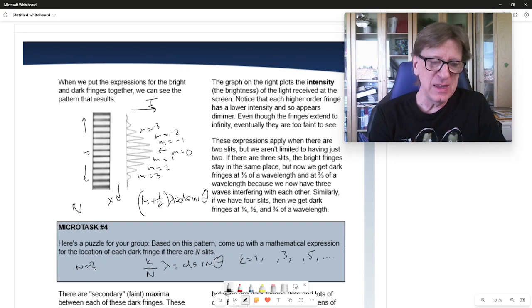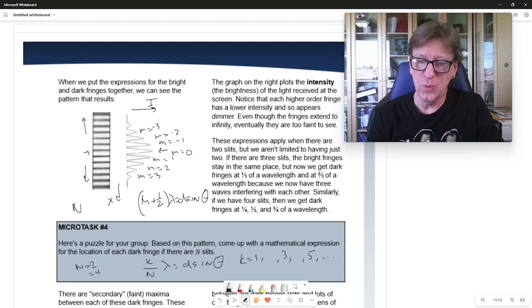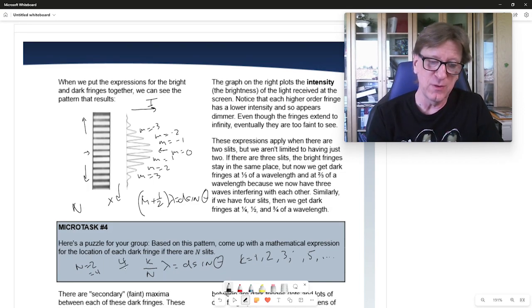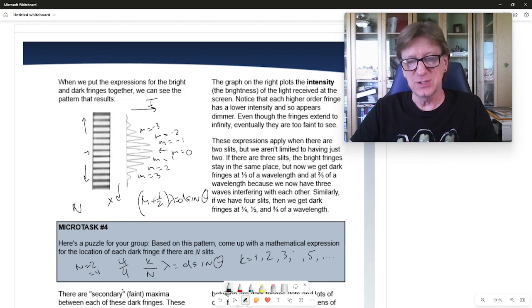So if n equals 4, right, then I should get it at 1/4, 1/2, and 3/4. Well, okay, 0 obviously still is not going to work. 1 works. 2 now, 2/4 is going to be 1/2. That's going to be a dark fringe. That's what we want. 3 still works. That's 3/4. 4, though, does not work. Do you see that? Because now I've got 4/4, and that should be a bright fringe.